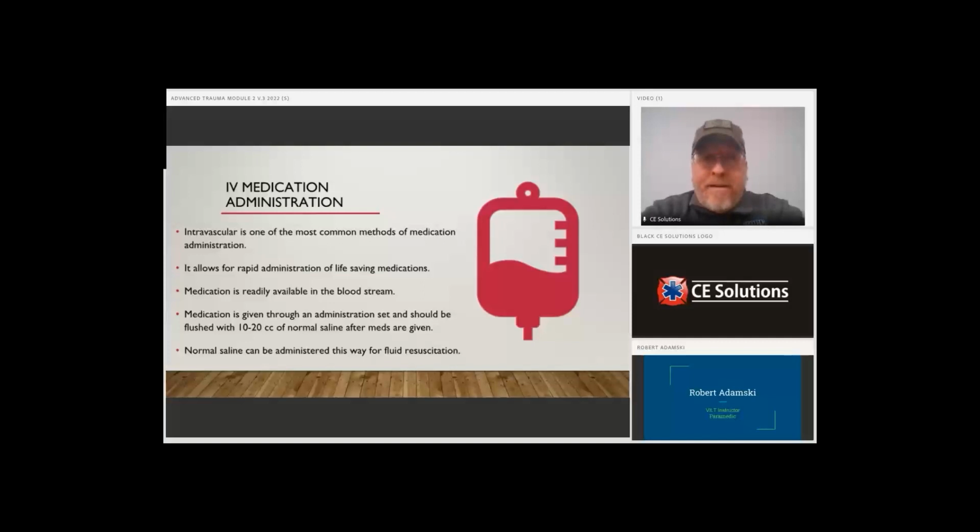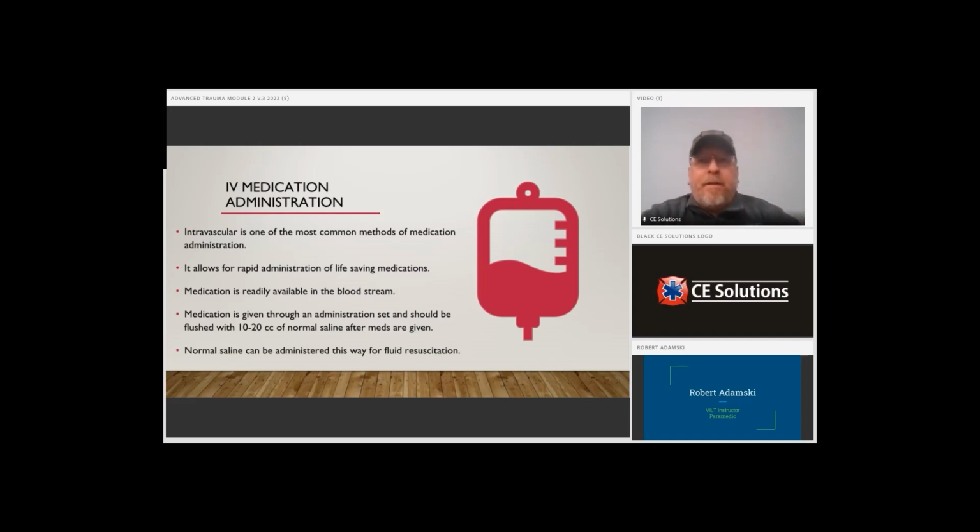Then we have IV medication administration. This is typically the preferred method of administration for meds in critically ill or injured patients. It has a very quick onset of action in most circumstances, depending on the patient's perfusion level, their blood pressure, etc. The onset of action can be as quick as 30 to 60 seconds.